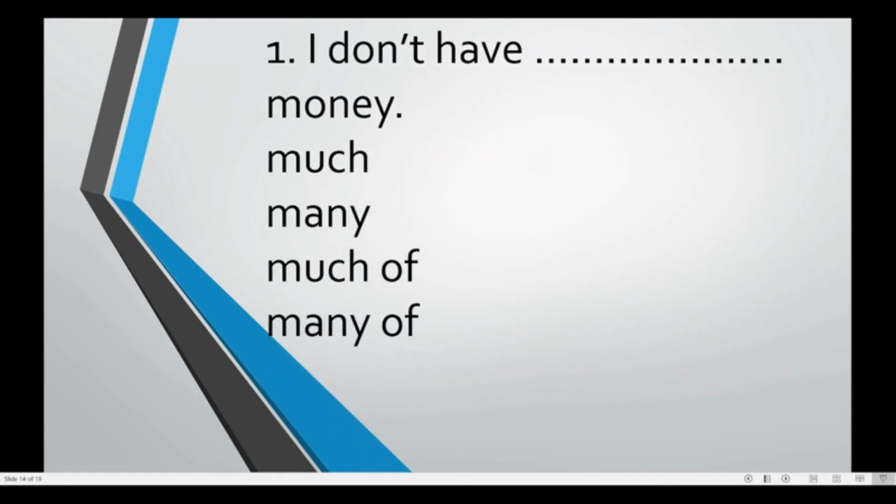Now let us do a simple exercise. I don't have dash money. Let us see. What should we use here? The options are much, many, much of, and many of. Which one should we use here? Let us see. Money is an uncountable noun. That means you cannot use many or many of with it. Now money is used alone. That means there are no determiners. So we cannot use much of with it. So the correct answer is much. I don't have much money.